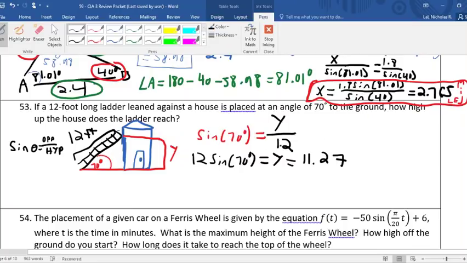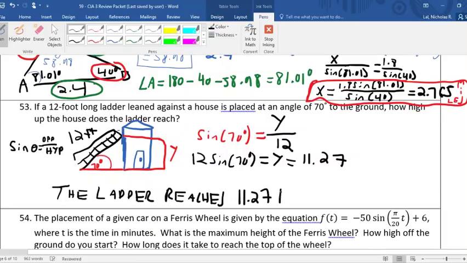So the ladder reaches 11.27 feet up the house.